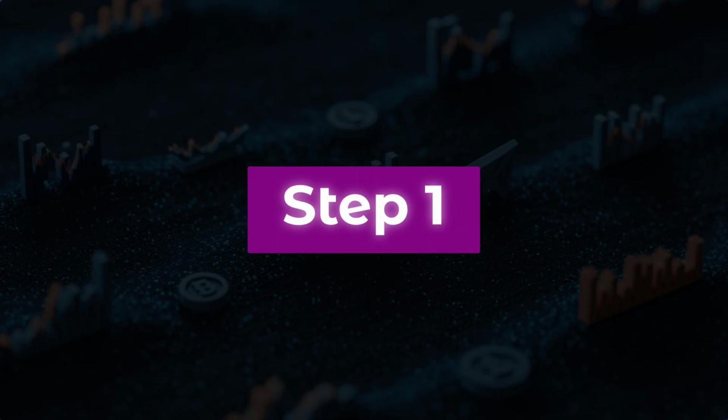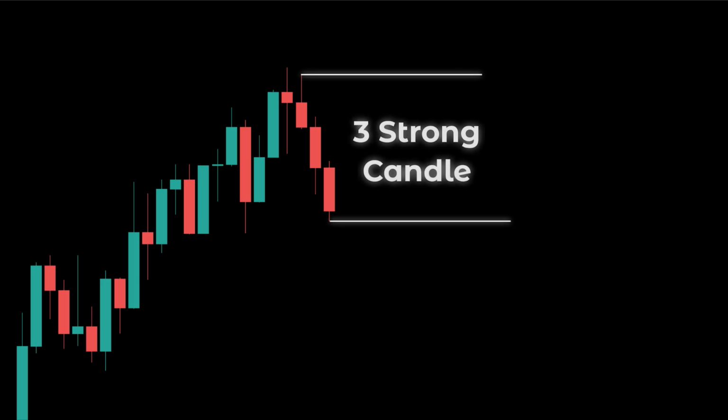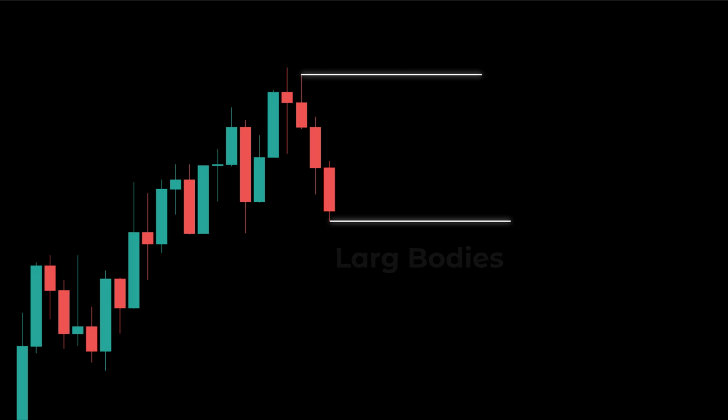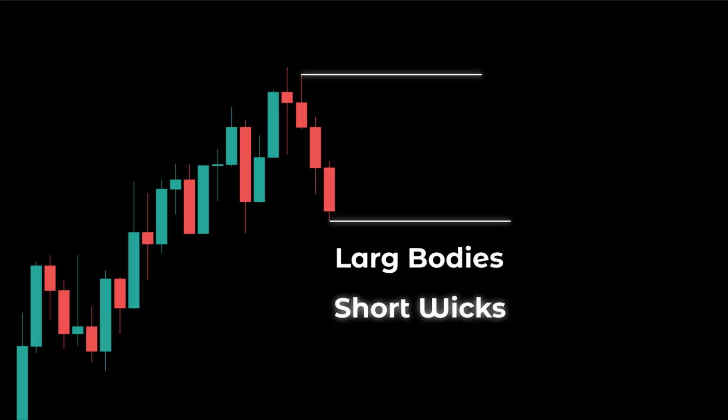Step 1. 3 strong consecutive candles. Step 1 is identifying the 3 strong consecutive candles. Look for fast price movement. 3 candles with large bodies, short wicks, and most importantly, they must be back-to-back. Like the ones you see here. Keep in mind, on real charts, patterns are rarely perfect. They won't always look textbook clean, so always allow for natural market variation.